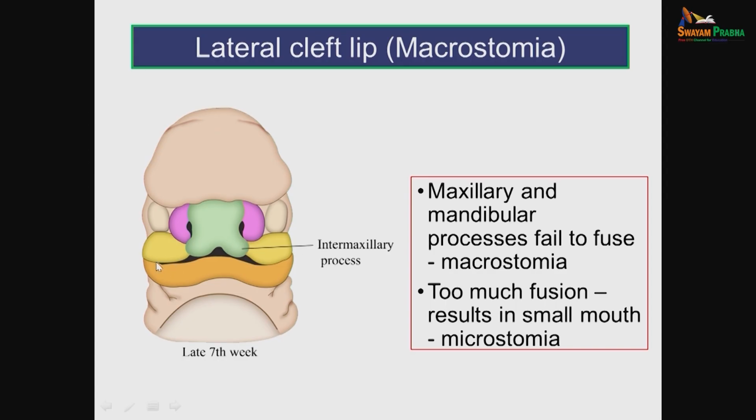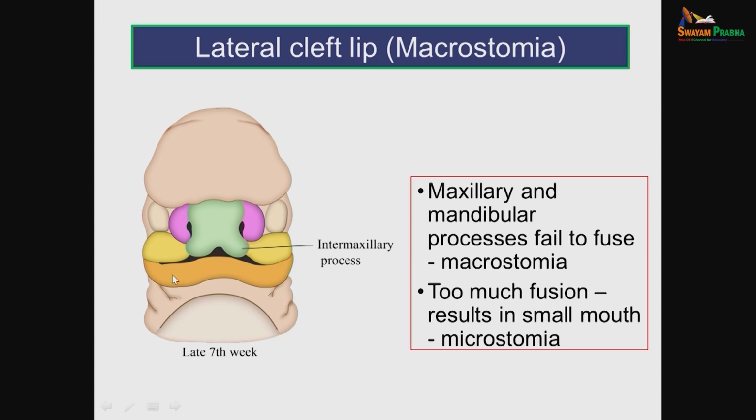Lateral cleft lip is called macrostomia. We have already seen that the maxillary and mandibular processes will fuse and the lateral angles of the mouth will shift more medially. If the maxillary and mandibular processes fail to fuse, the condition is called macrostomia. This is wide mouth.